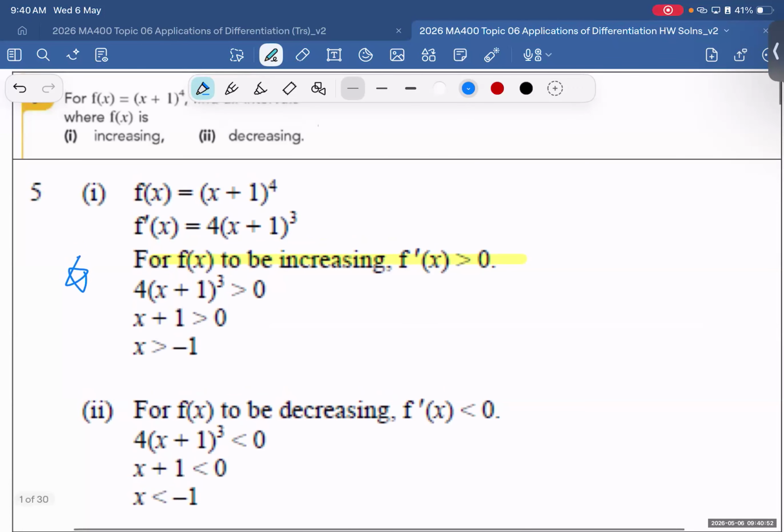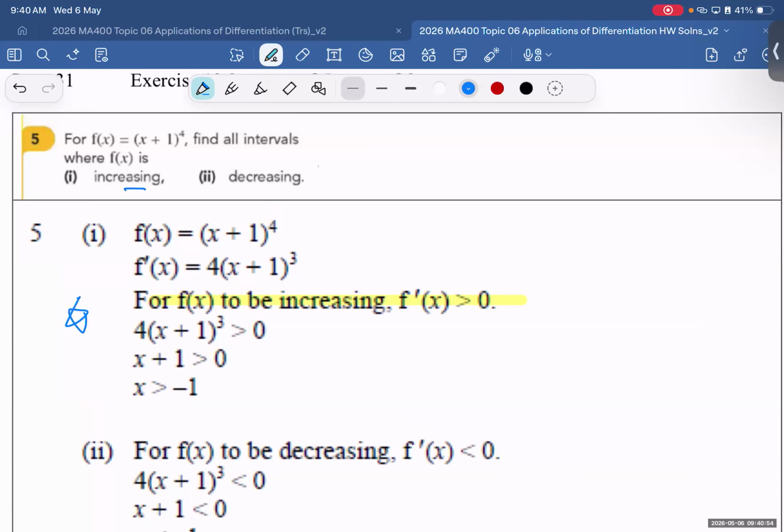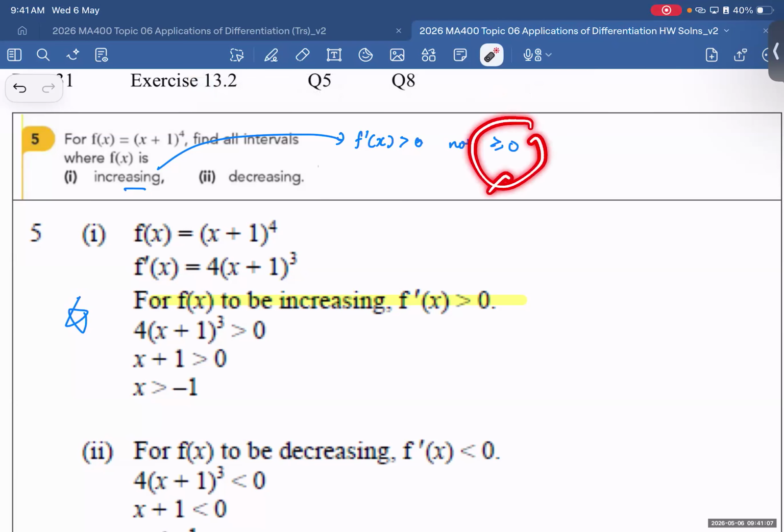So increasing, right? Remember this definition means f prime x is more than 0. It is not more than or equal. Some of you seem to confuse with this. Some of you told me when you searched ChatGPT it told you this. So I went to search ChatGPT. Indeed, it really shows this, but it is not increasing in the Singapore context.